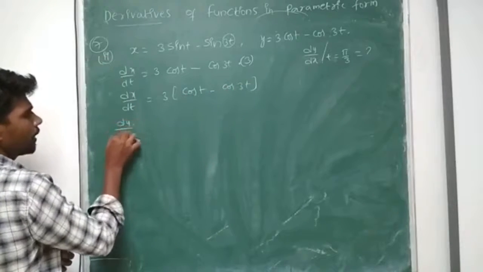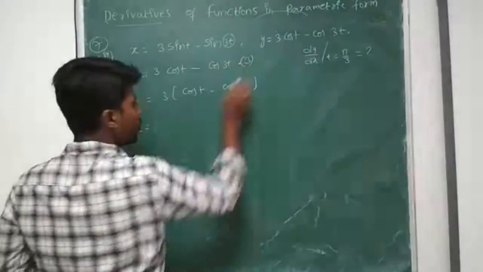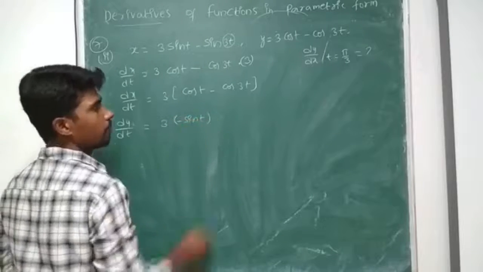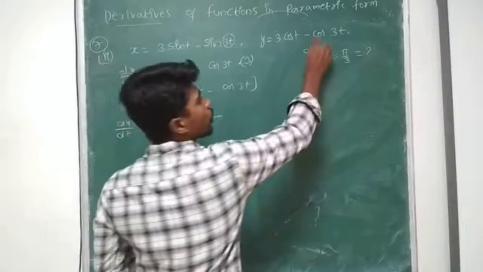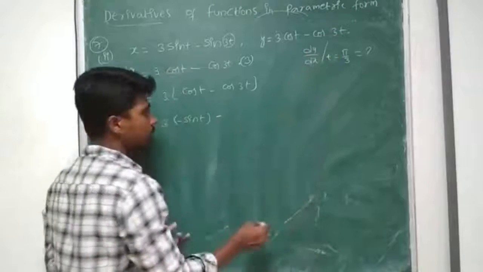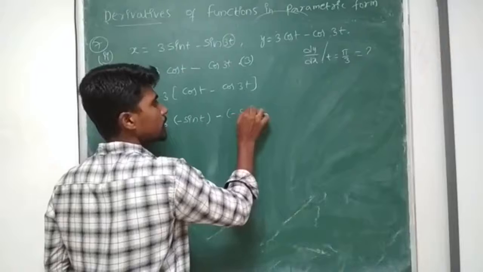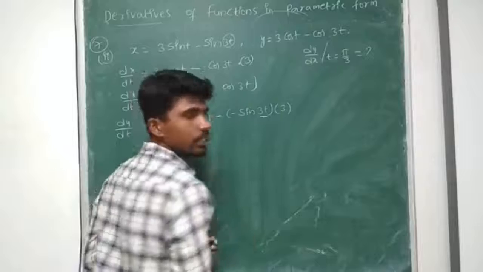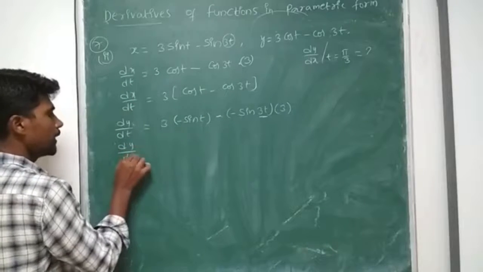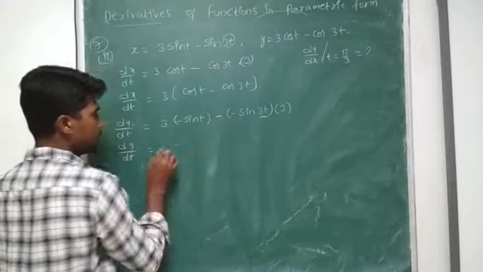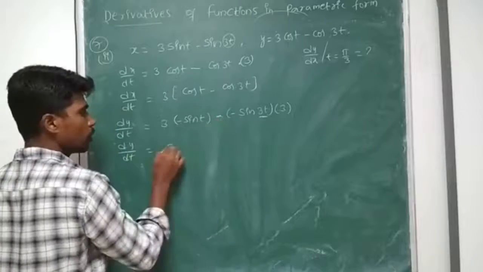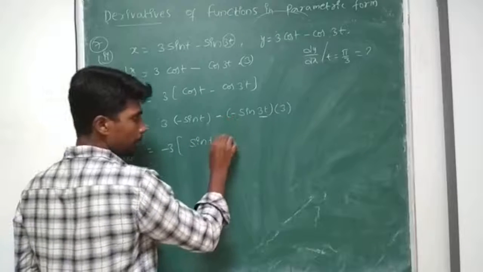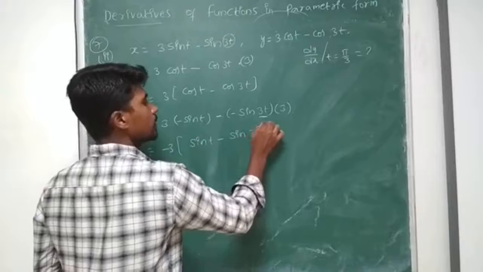Now dy by dt: 3 into the derivative of cos t, which is minus sin t, minus the derivative of cos 3t, which is minus sin 3t, and the derivative of 3t is 3. So dy by dt is equal to, taking minus 3 common, we get minus 3 into sin t minus sin 3t.